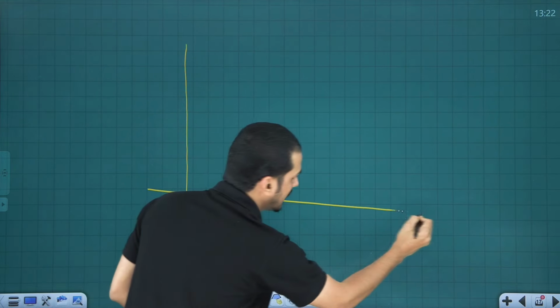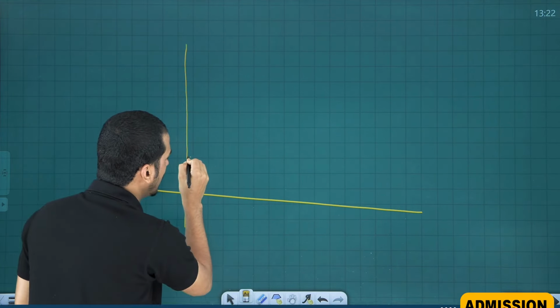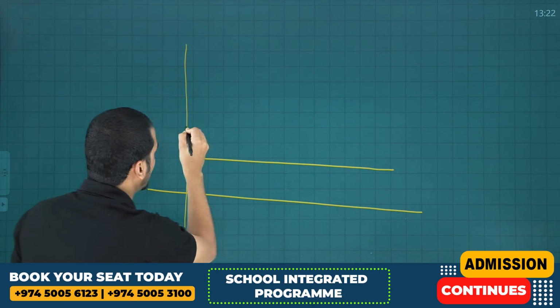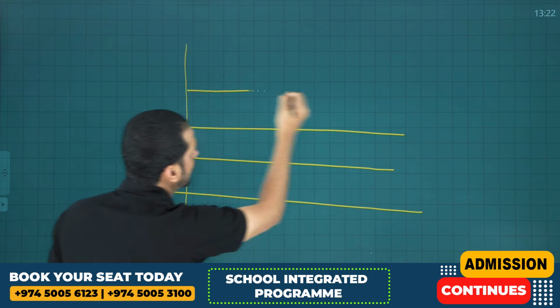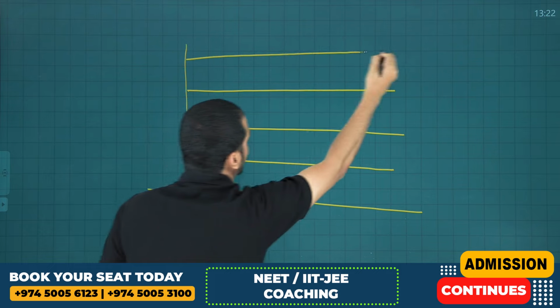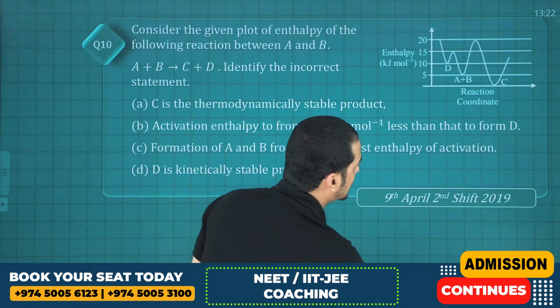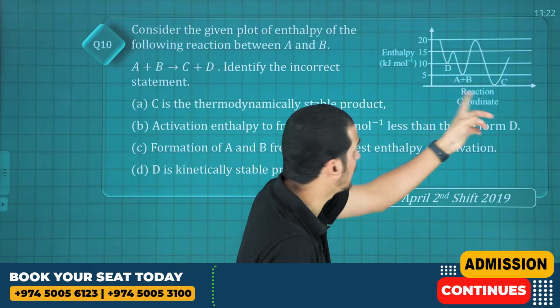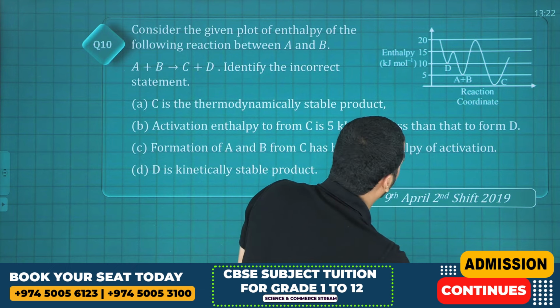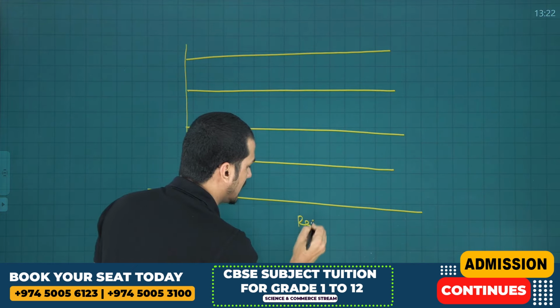See, dears, to understand, listen to me very carefully. This is actually 5, this is 10, this is 15, and this is 20, like that. On the y-axis, enthalpy is there. On the x-axis, the reaction coordinate is there.